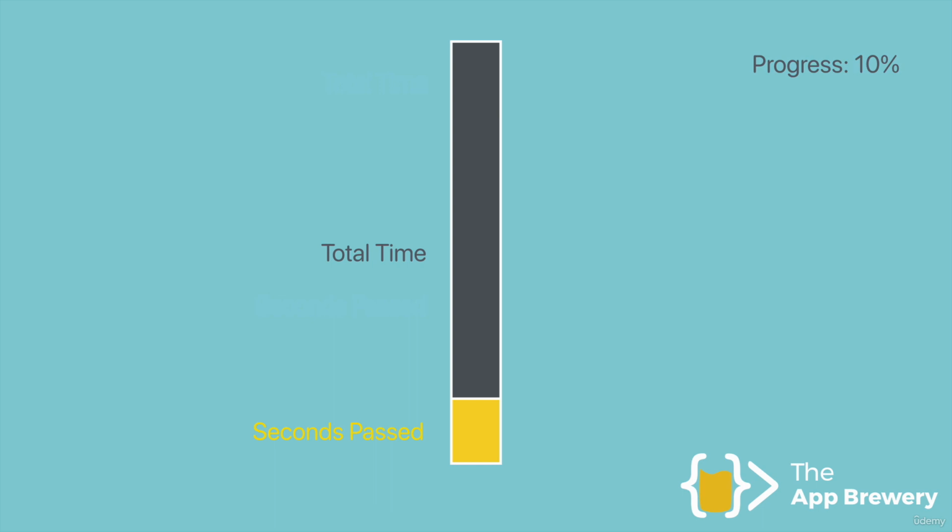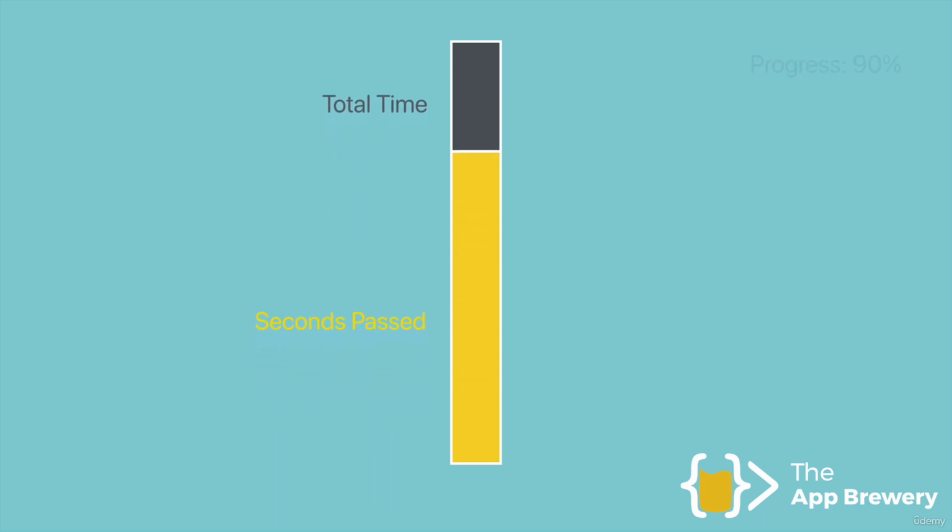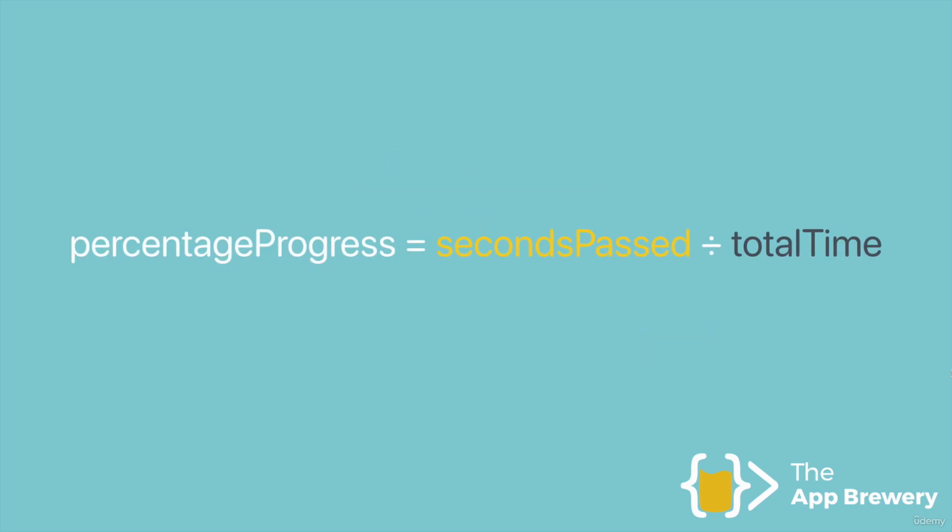So then we can track our progress from 0 to 100 depending on how many seconds passed out of the total time. So effectively, we can express this as an equation. We could say that the percentage progress is equal to the seconds that have passed divided by the total amount of time that the egg requires.